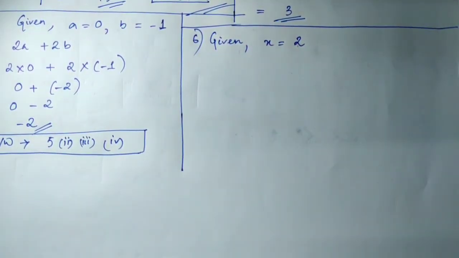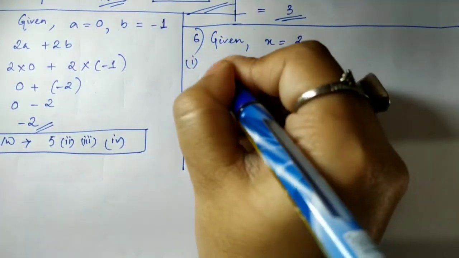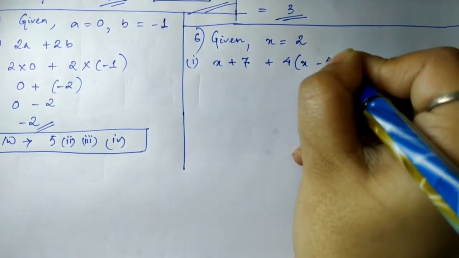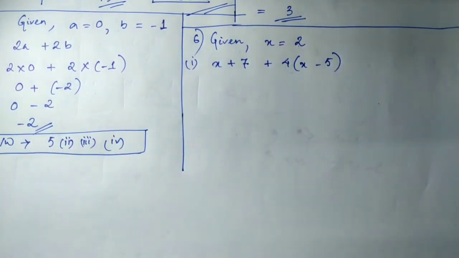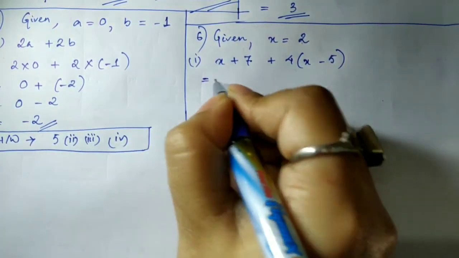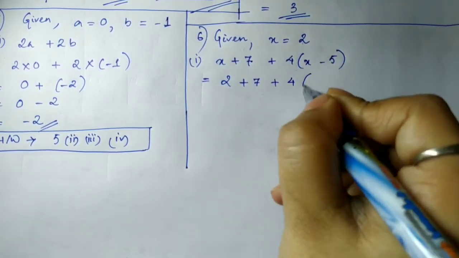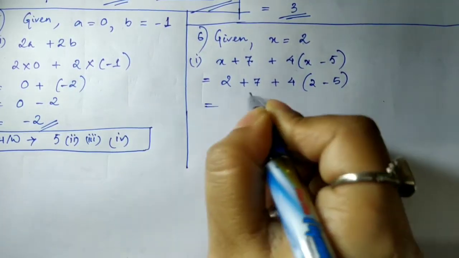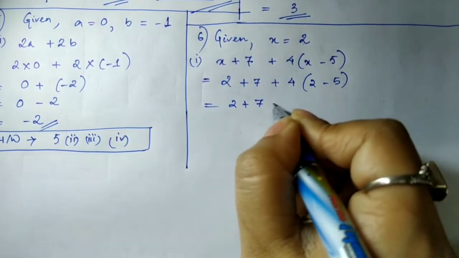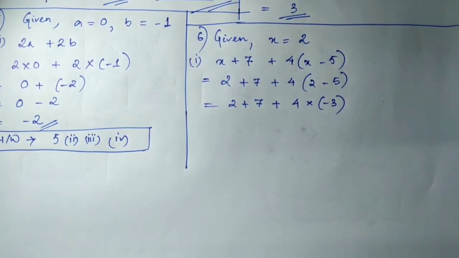So I have to simplify the expression. Let's begin with the first expression: x plus 7 plus 4 into x minus 5. Simplify the expression and find the value. You can just put the value of 2, or you can simplify it a little bit. So x is 2: 2 plus 7 plus 4 into 2 minus 5. You can try doing the bracket first. 2 plus 7, let's leave it like this. 4 into 2 minus 5 is minus 3, right?